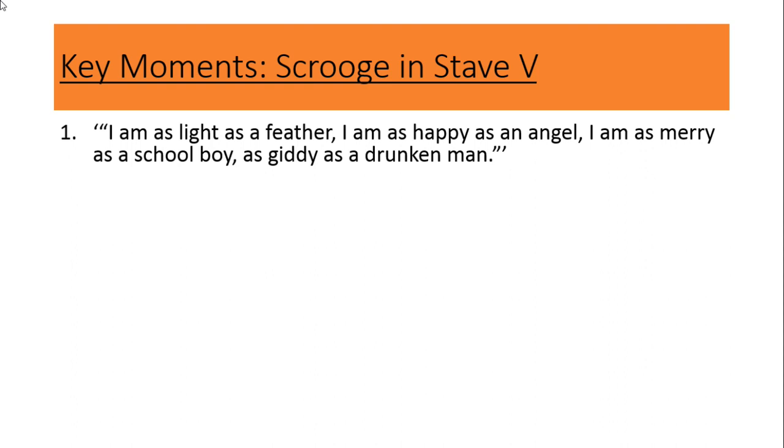Those similes are now in direct contrast to those that we have here at the start of stave 5: "I am as light as a feather, I am as happy as an angel, I am as merry as a schoolboy, as giddy as a drunken man." In place of derogatory imagery, hard and sharp as flint, solitary as an oyster, we have imagery here that is far more positive. In fact, excessively, hyperbolically positive.